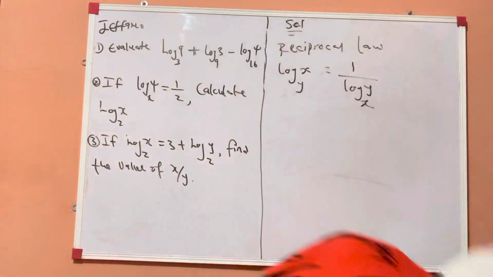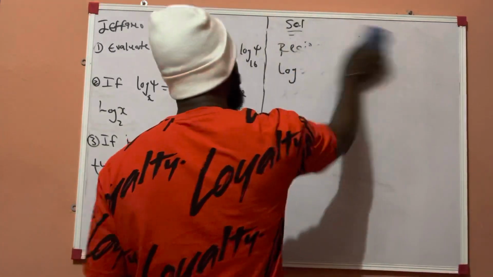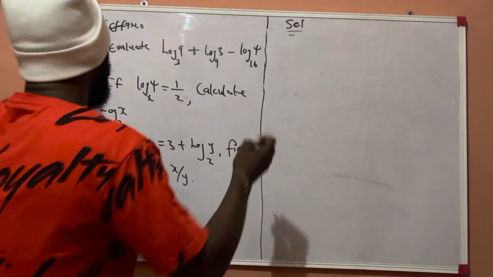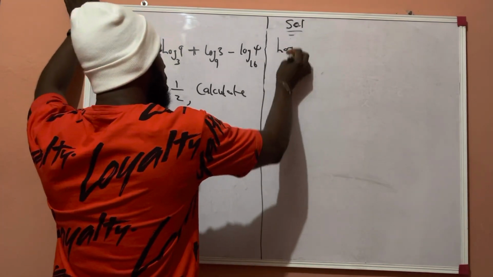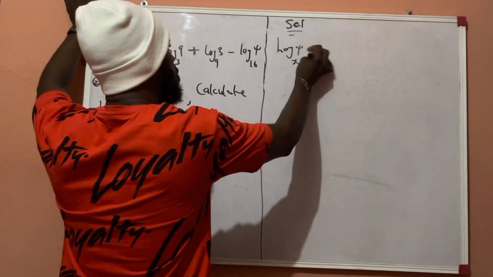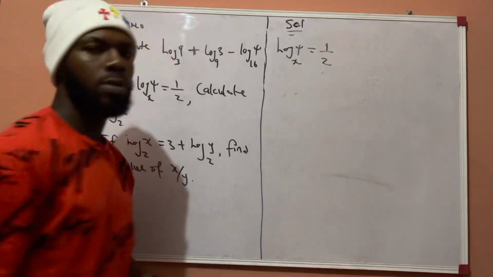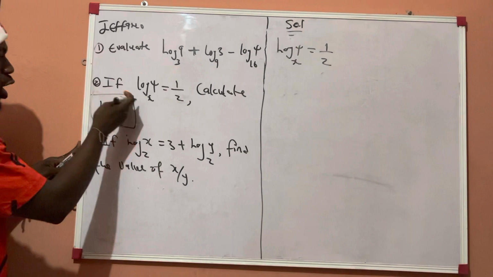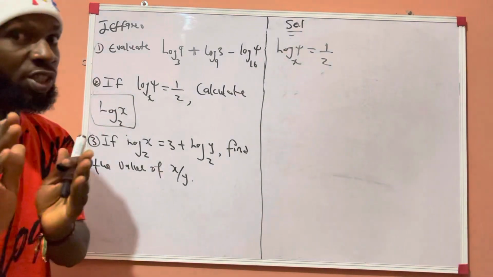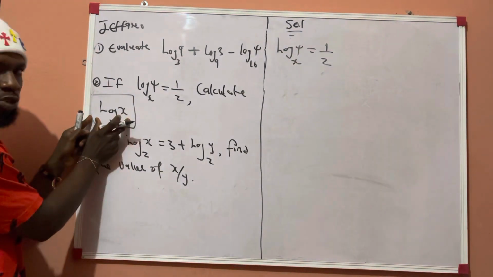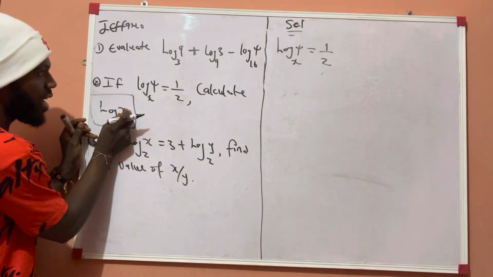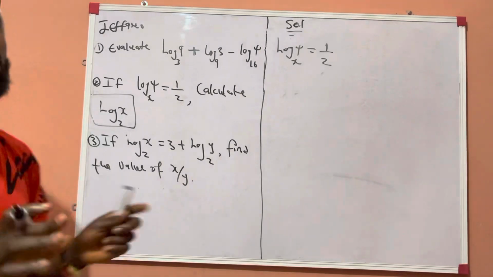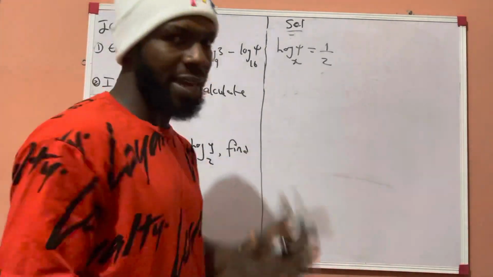Now, let us see how it goes. Without wasting time, we have this. If log 4 base x is equal to 1 over 2, evaluate or calculate log x base 2. Now, let us see. In this question, we are told to evaluate. The number is x. But in the original question, the base is x. Now, let us go with this step by step.